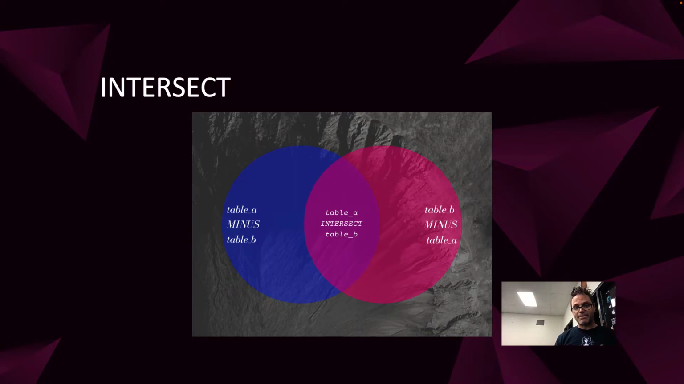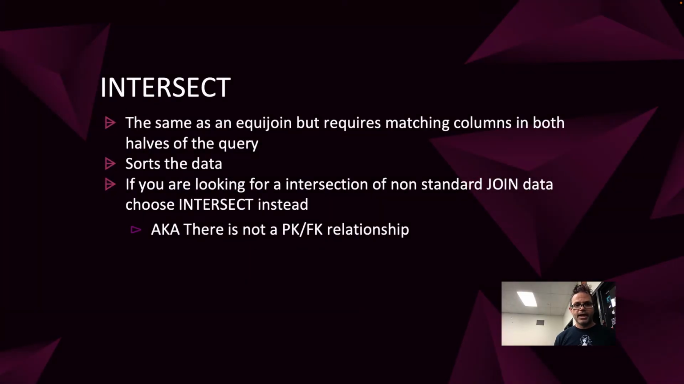Intersect is the idea of that middle section. That's the things that are shared in common. So it's like, I have things that are in A and in B, but not the ones that are only A or only B. It's just that tiny little section shared in the middle between them. This is the same thing as an equijoin. However, it's matching columns again, because we have to make sure we have matching row values instead of matching column types. And it sorts the results, which is always good.